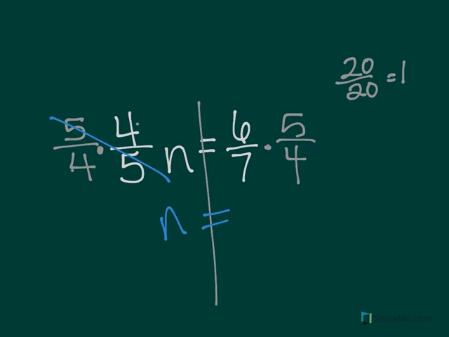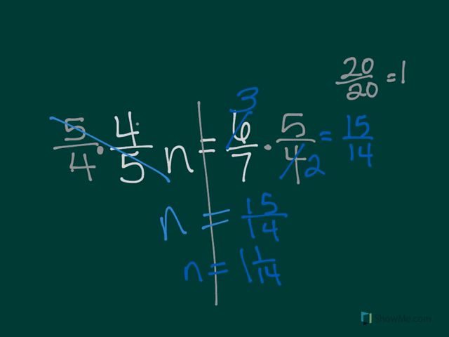I'm going to see if there's anything that can cross cancel, and I know that 6 and 4 have a common factor of 2. So 6 divided by 2 is 3, and 4 divided by 2 is 2. So that would make that 15/14. So n equals 15/14. That's improper, but I know that is a mixed number. That would be 1 and 1/14.